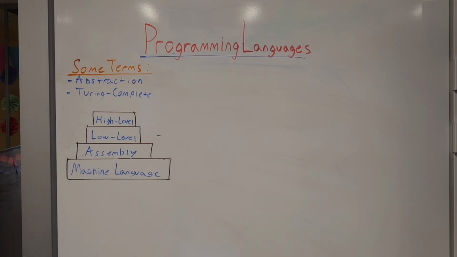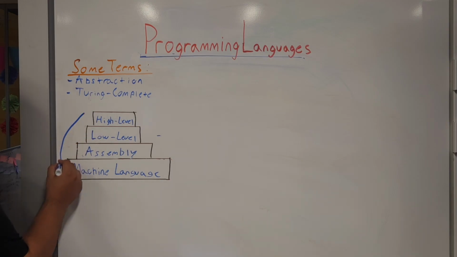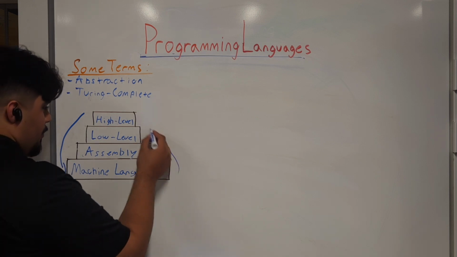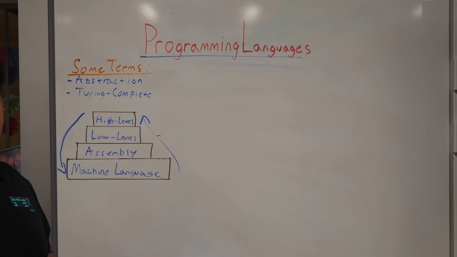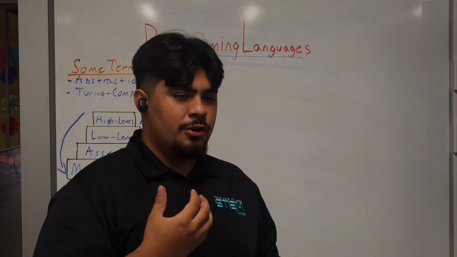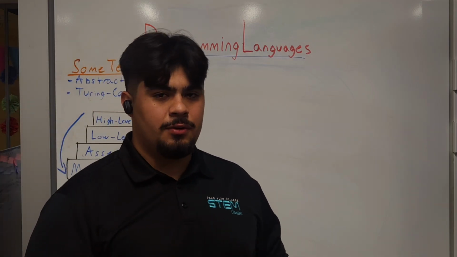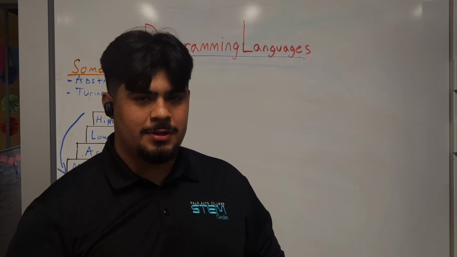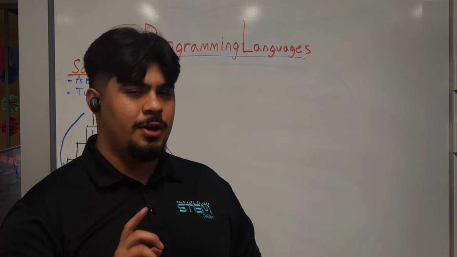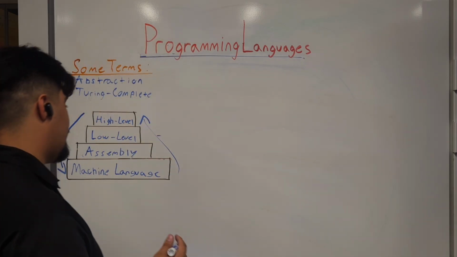Now, the difference between these is that the further you go down the list, the less abstracted it gets, and vice versa. The higher you go, the more abstracted. Abstraction is a process where you're generalizing some instructions in order to make an easier experience of programming. And I'll show you an example of that.